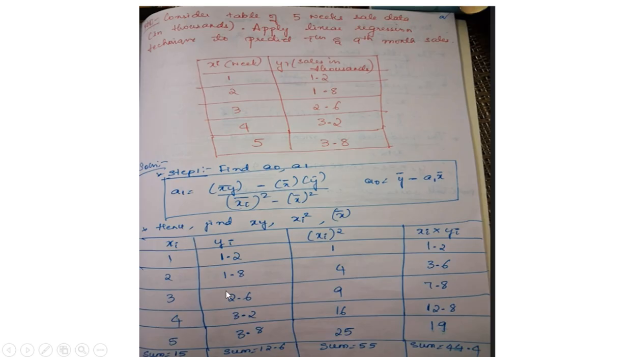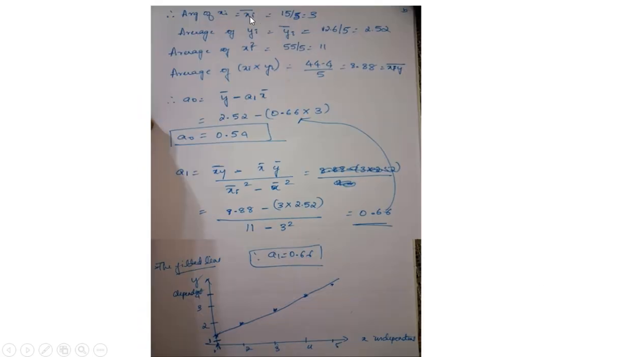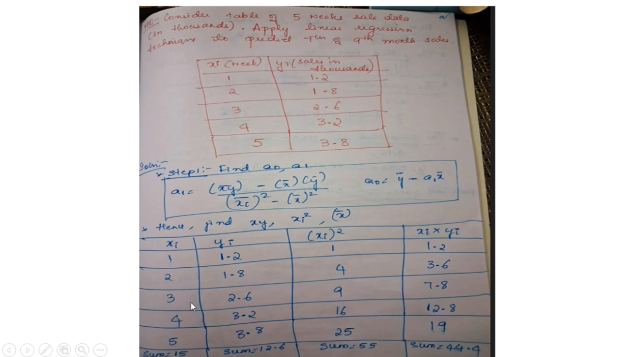Then take the sum of each column. Sum of xi is 15, sum of yi is 12.6, sum of xi square is 55, sum of xi yi is 44.4. Now you need to find xi bar. Xi bar is nothing but the average of xi. I got the sum of xi as 15 from the first column, so 15 by 5, because 5 is the number of samples that you have. So xi bar is 15 by 5.